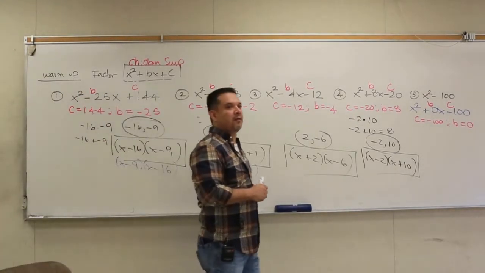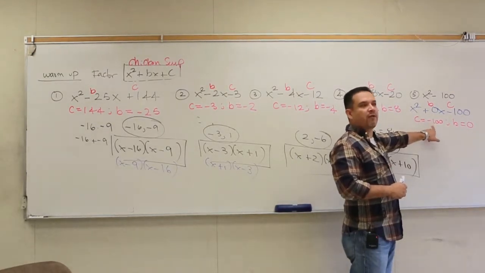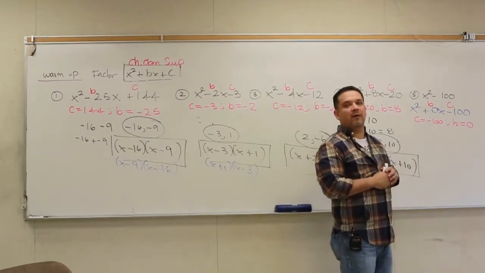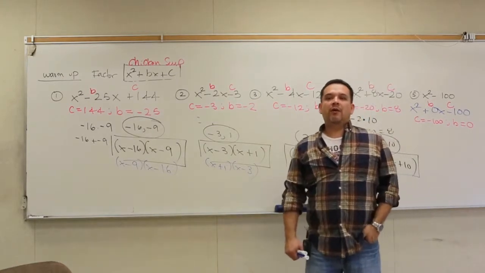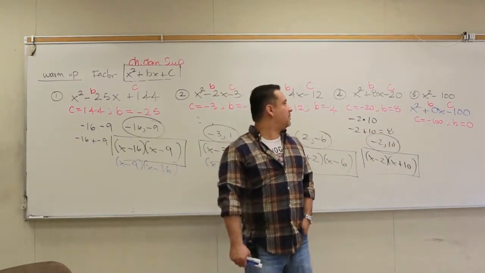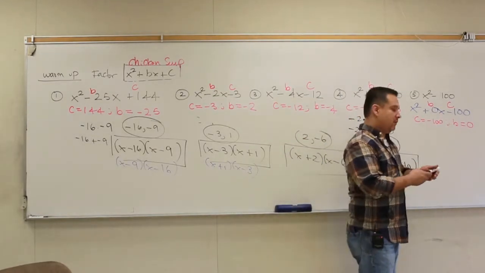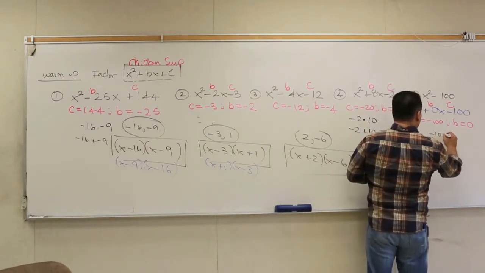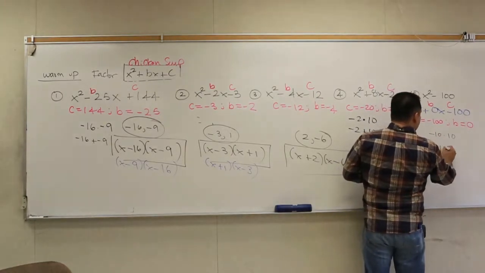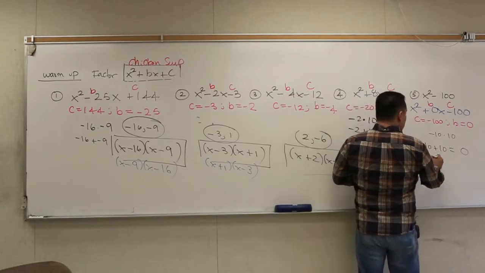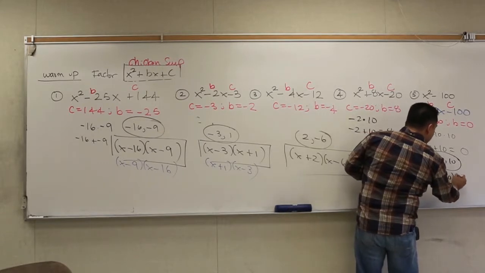Okay, you okay with these? What about this? What two numbers multiply together is negative 100, but when added is 0? Are there any numbers? You guys sure? There's no numbers? Negative 10, positive 10. Negative 10 times positive 10, is that negative 100? Negative 10 plus 10 is 0. So the numbers negative 10 and positive 10 are the pair. So this is x minus 10 times x plus 10.